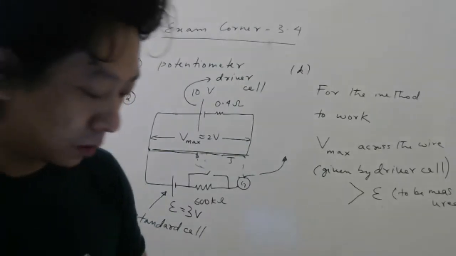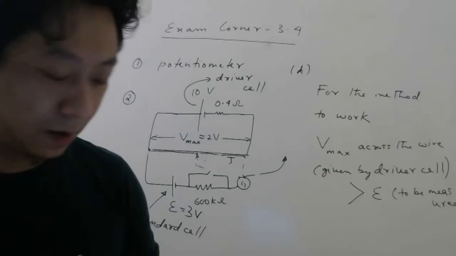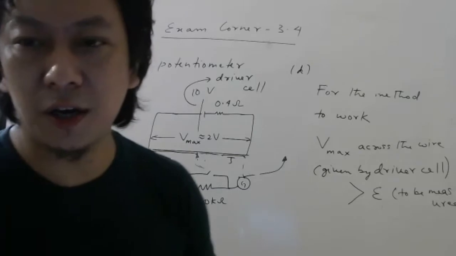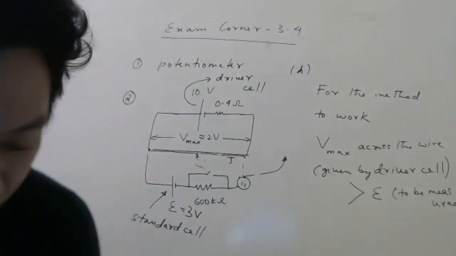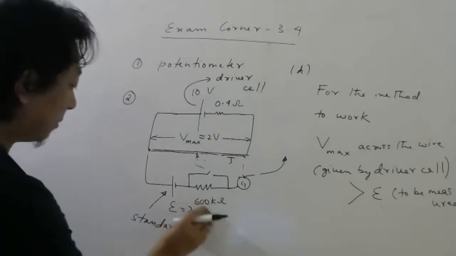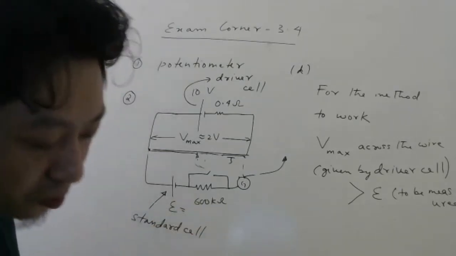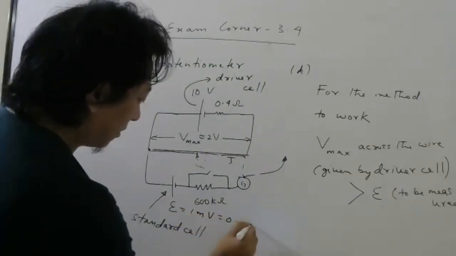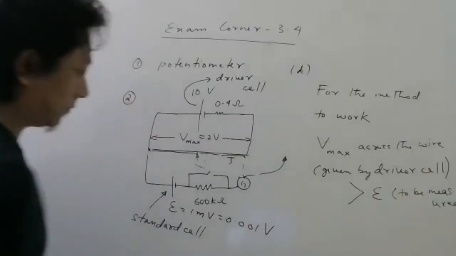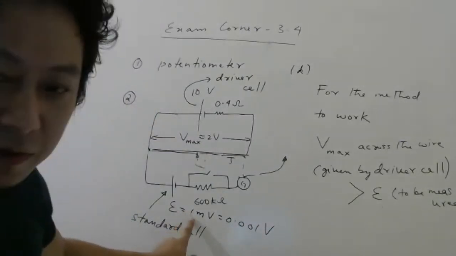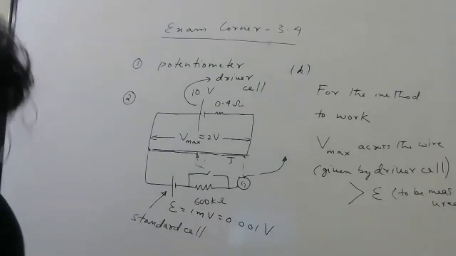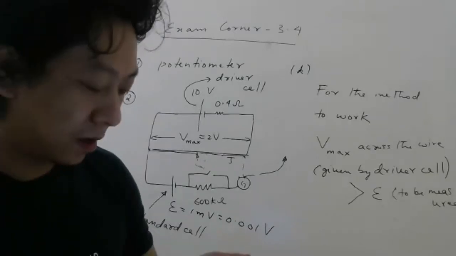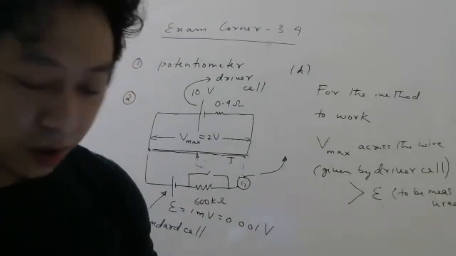Part E. Would the circuit work well for determining an extremely small EMF, say of the order of few millivolts? So now you want to measure EMF which is very, very small, few millivolts. That means 1 millivolt is 0.001 volt. So if you want to measure a very, very small EMF, will it work? They are asking. If not, how can you modify the circuit?